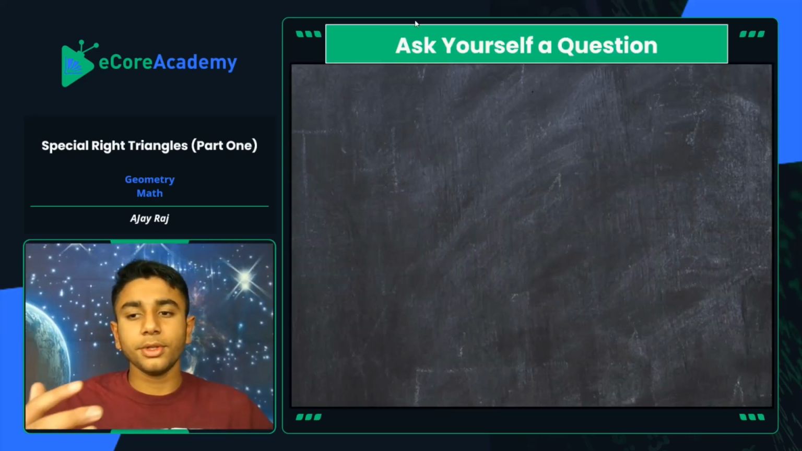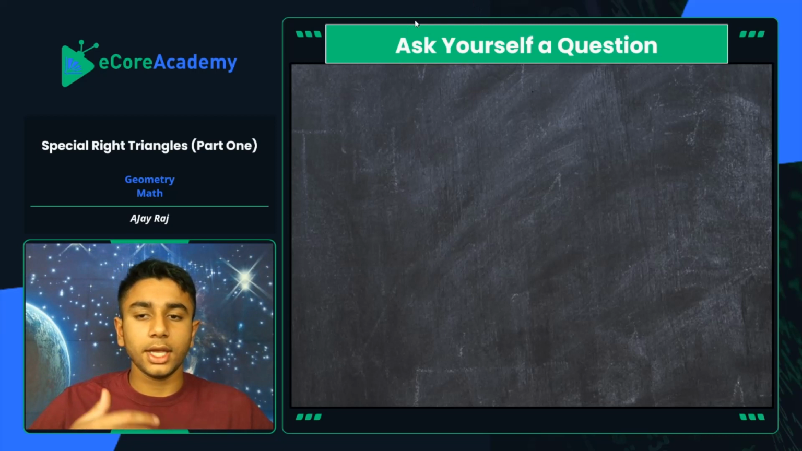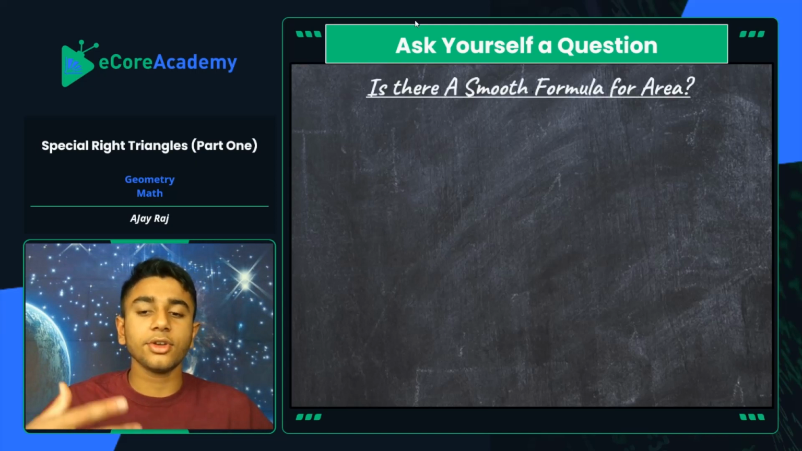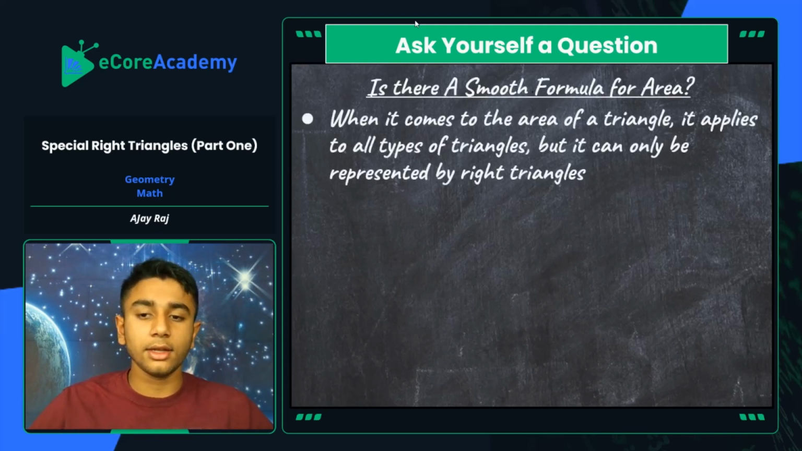Before I jump into the meat of our lesson and the basic concepts, I just want you to ask yourself a question. When you hear this topic, special right triangles, there's of course something unique about them, and I want you to ask yourself: is there a smooth formula for area? Now, what exactly do I mean by that? When it comes to the area of a triangle, it applies to all types of triangles. That's base times height over 2. But it can only be represented by right triangles.